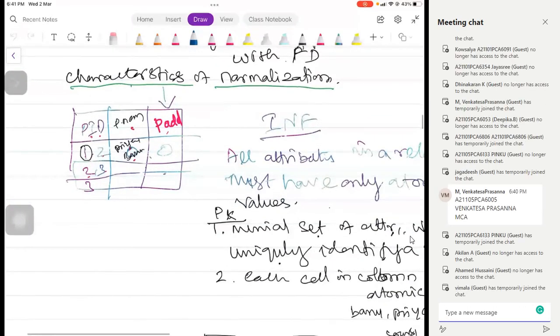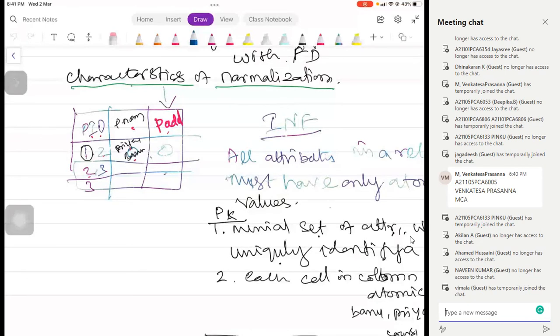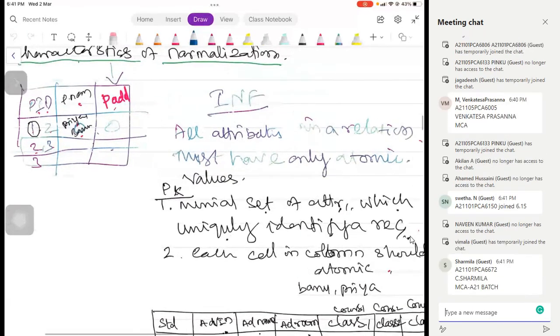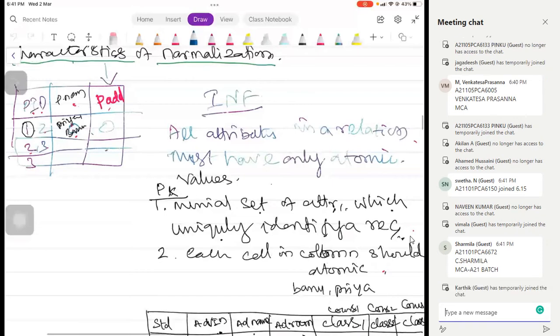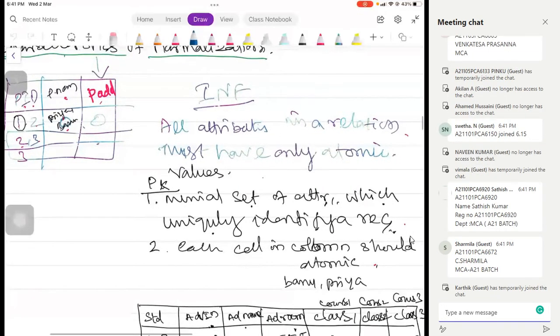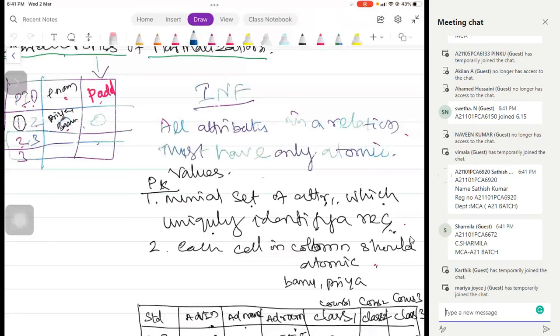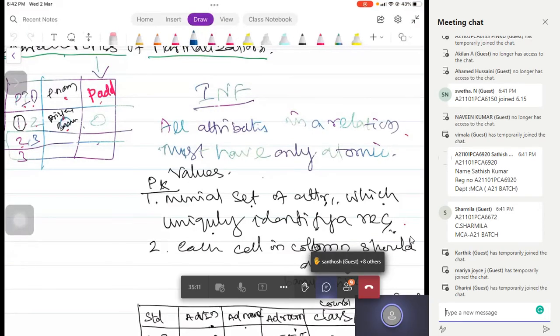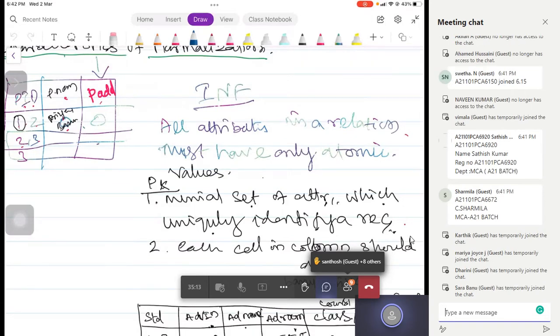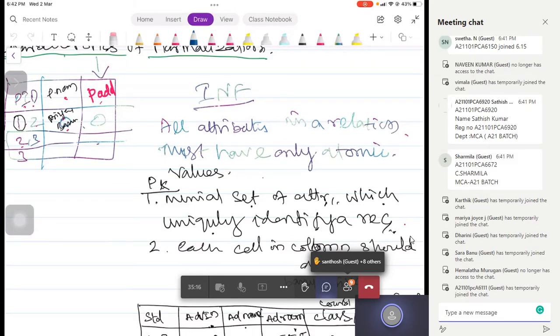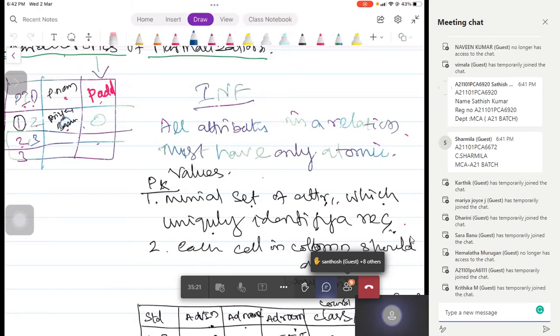Okay. Characteristics of normalization. Person ID, person name, and person address. This is one relation. All attributes in a relation must have only atomic values. That is the first constraint of creating a relation, which must be satisfied in first normal form. See, if you have a heap of data, first you should go with the rule that every attribute in a relation must have only atomic values.